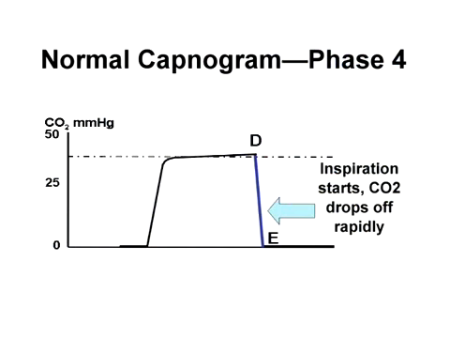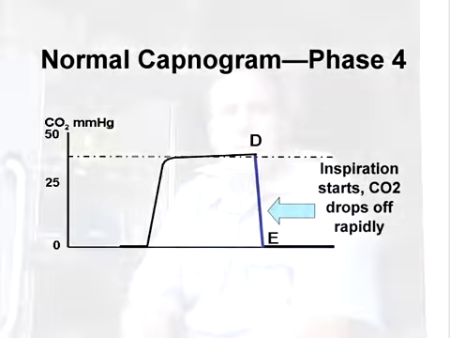Phase 4 is the inspiration, marked by the rapid downward direction of the capnogram. This downward stroke correlates to fresh gas, which is essentially free of carbon dioxide that passes the CO2 sensor during inspiration, except during rebreathing. Now that we've looked at a normal capnogram, let's look at some abnormal ones.